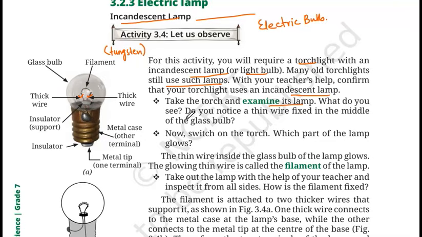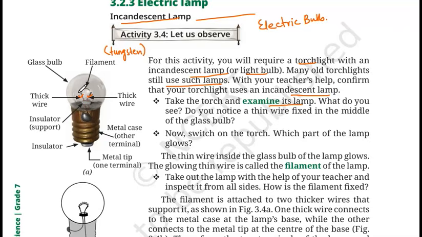What do you see? Do you notice a thin wire fixed in the middle of the glass lamp? They're talking about this thin wire. Do you notice that? You will definitely see it. Now switch on the torch. Which part of the lamp glows? As I told you, this thin wire, which is the filament of the bulb, you will see glowing.